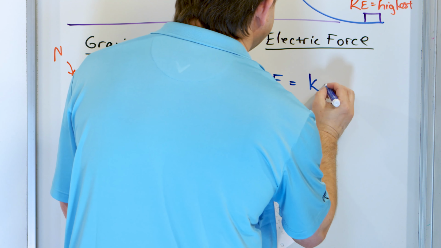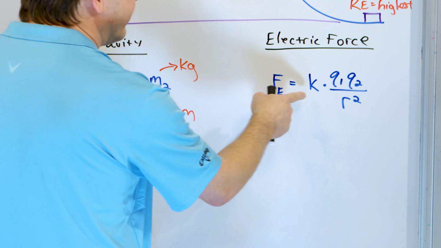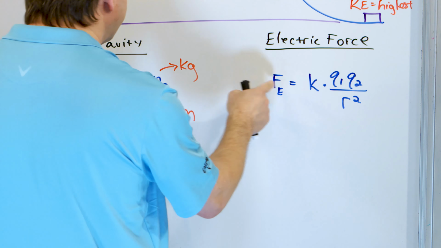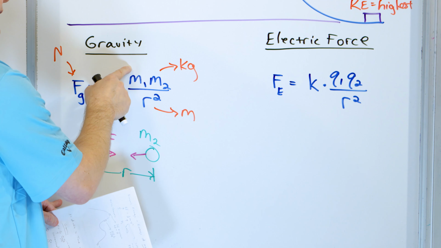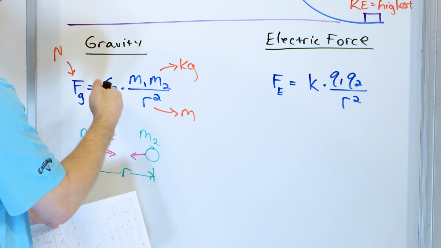G is called a gravitational constant, it's just a number. K is called an electric constant, it's just a number. R is the distance between the objects in meters. Here, because it's gravity and it's always attractive, it's related to the mass of the objects, how much of the object we have. Here, it has nothing to do with the mass, it's just how much charge. An electron has a -1 charge. A proton has a +1 charge. But the actual form of the equations are exactly the same.